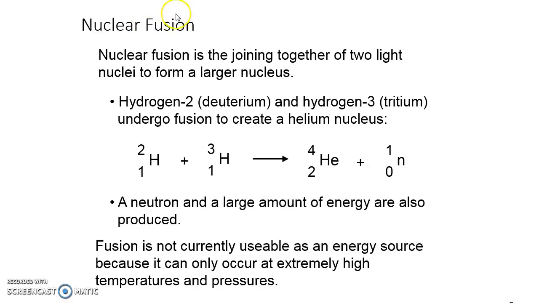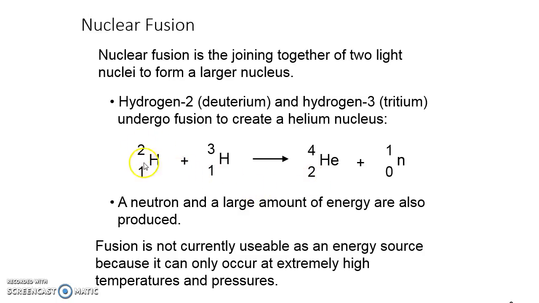There's something called nuclear fusion. In nuclear fusion, what happens is two small nuclei combine to make a bigger one. This example here shows this. Here we have hydrogen 2 and hydrogen 3. They undergo fusion. This is what happens in the sun. So a mass of 5 and a charge of 2. This is a charge of 2 there, not a mass of 2.